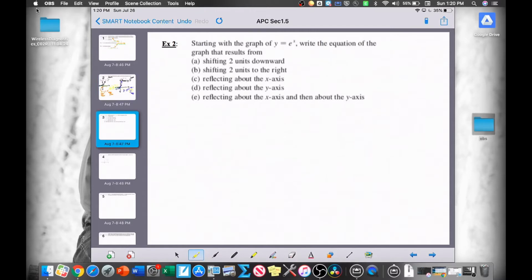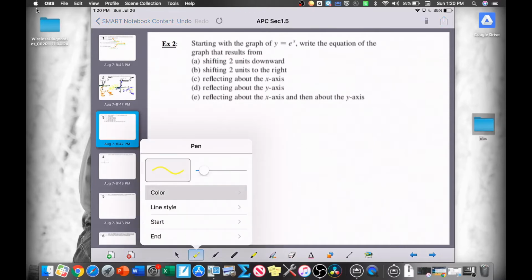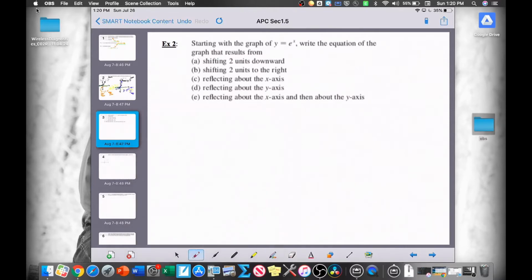For example 2, we're just going to practice our transformations in written form. It says, starting with the graph of y equals e to the x, write the equation of the graph that results from shifting 2 units downward. So if we're shifting 2 units down, vertical shifts happen after, so it'll be y equals e to the x minus 2. Shifting 2 units to the right, that's going to happen up in the exponent. So that's going to be y equals e to the, now if we're shifting to the right, it's going to be x minus 2.